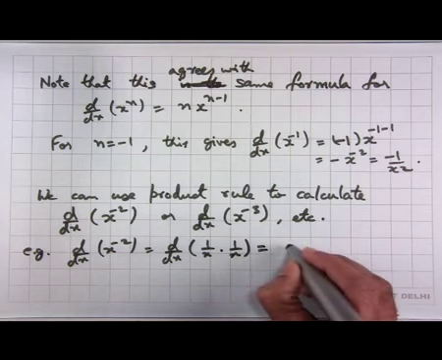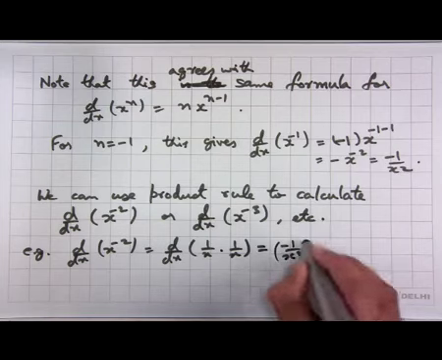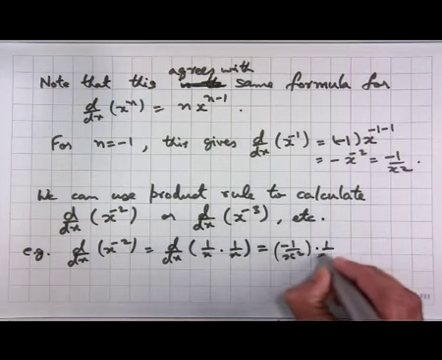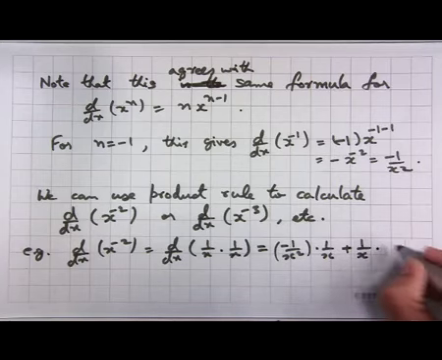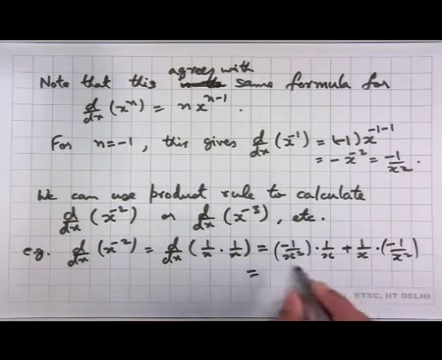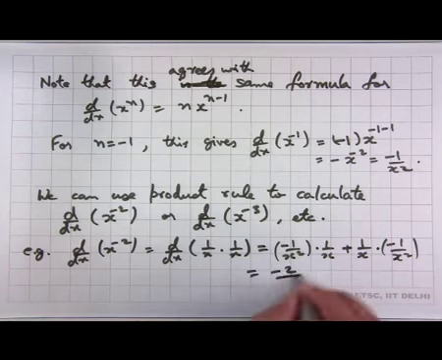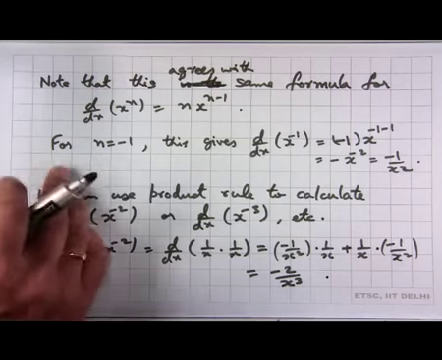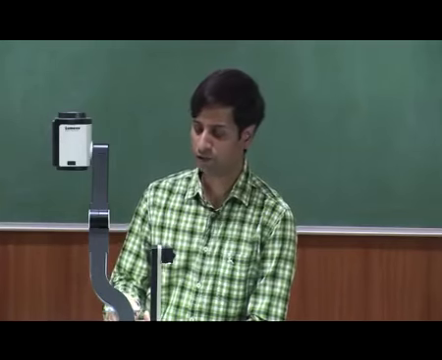This is the same thing as minus 1 by x square, this is the derivative of 1 by x, times the second function, 1 by x, plus the first function 1 by x times the derivative of the second function, minus 1 by x square. This is by product rule, and this gives minus 1 by x cube minus 1 by x cube. So, minus 2 by x cube. Of course, this again agrees with the formula that the derivative of x to the n is n times x to the n minus 1.